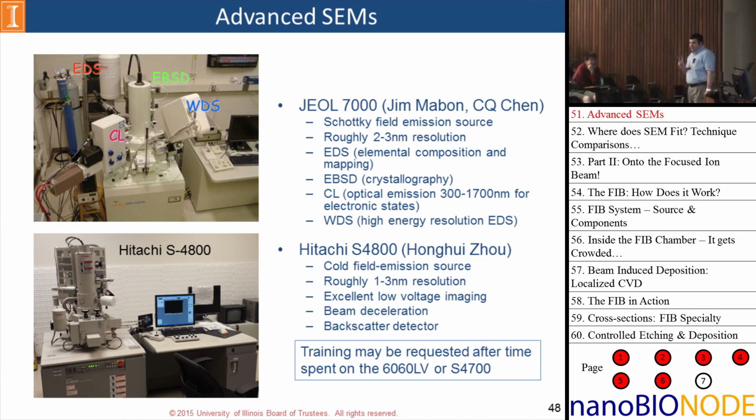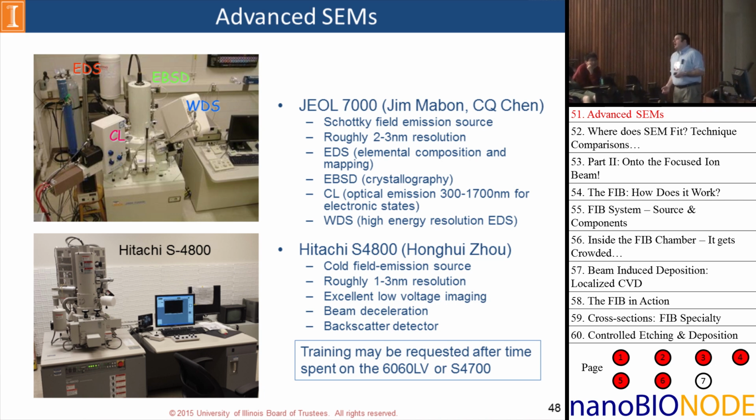We have 2 advanced SEMs in the center. The first one is the JEOL 7000. Has a Schottky source, very good resolution. And this is our quantification or chemical SEM. It's got EDS, EBSD, CL, WDS, everything you got on this system. Now, as opposed to that, we have the Hitachi 4800.